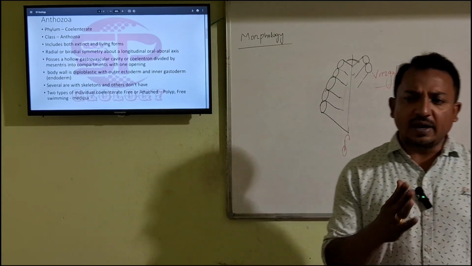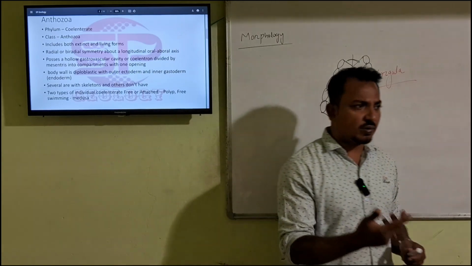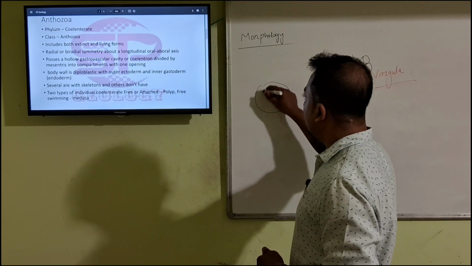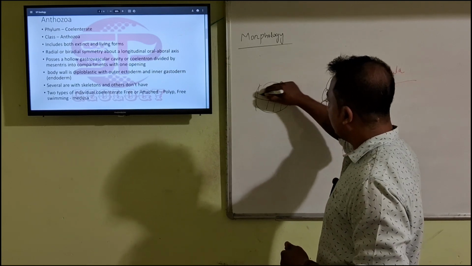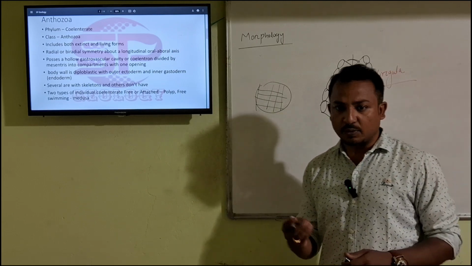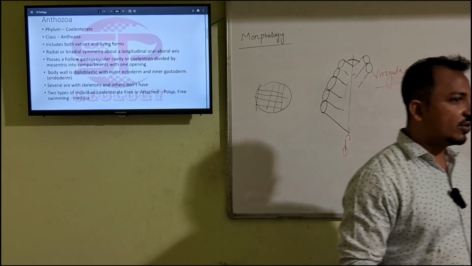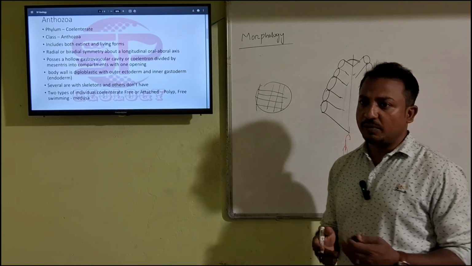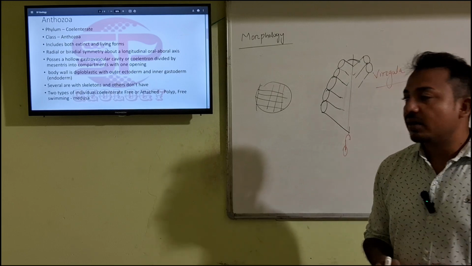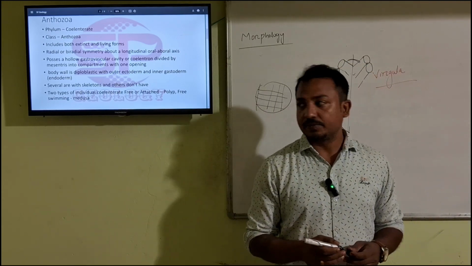That is divided into compartments by processes called mesenteries. Suppose there is a cavity like this, and it is divided into different compartments by some structures called mesenteries. Then the body wall consists of two layers. It is diploblastic, with ectoderm and endoderm. The outer wall is called ectoderm, the inner wall is called endoderm.